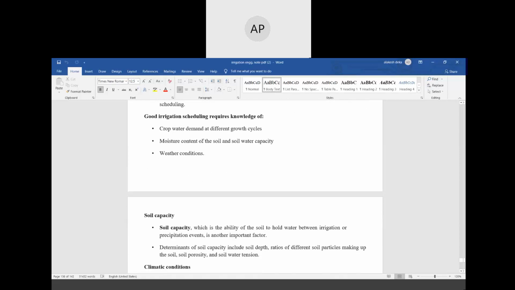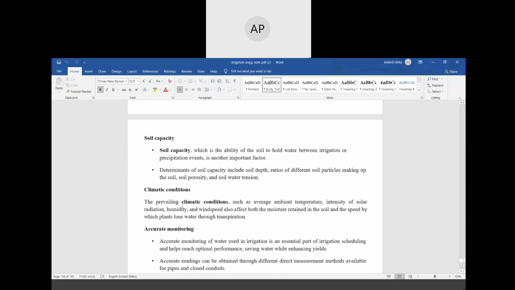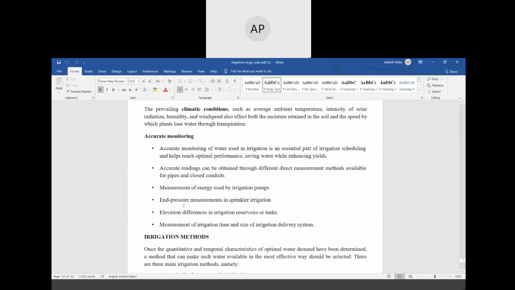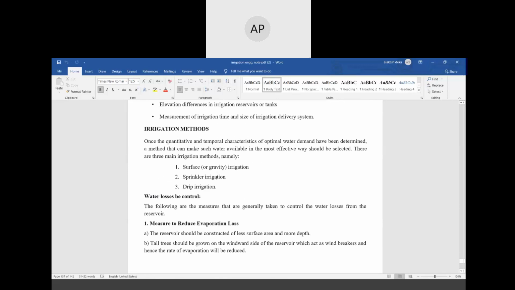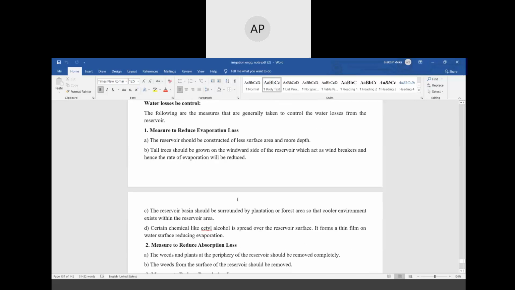Good irrigation scheduling requires knowledge of crop water demand at different growth stages, moisture content of soil and soil water capacity. I think you have got what is moisture content and soil water capacity, isn't it? Also weather condition, climate condition, and ultimately accurate methods. Irrigation methods we have already studied: surface irrigation, sprinkler irrigation, drip irrigation.